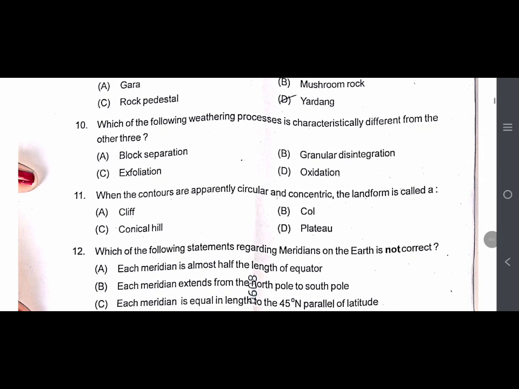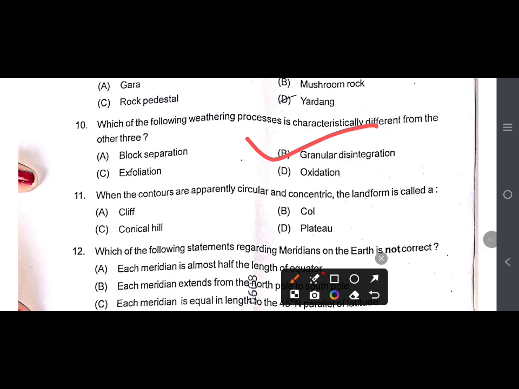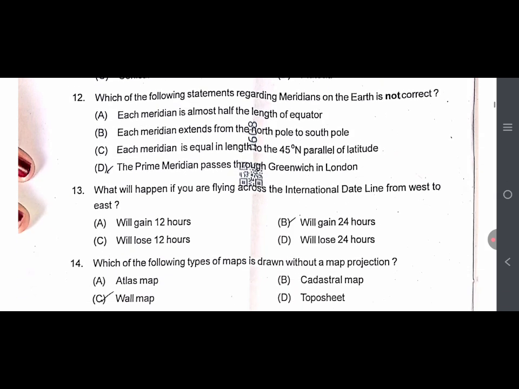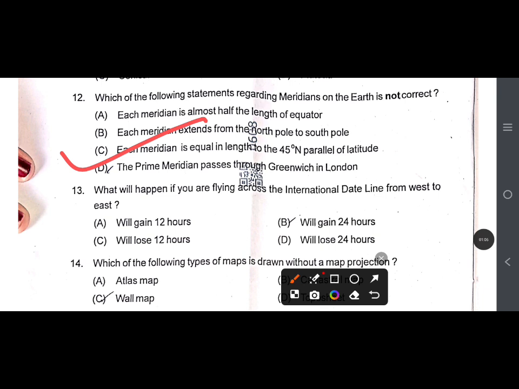10. Which of the following weathering process is characteristically different from the other three? ठीक आंसर टी हबो ऑप्शन बी। 11. When the contours are apparently circular and concentric, the landform is called a? ठीक आंसर टी हबो ऑप्शन ए। Question number 12. Which of the following statement regarding meridians on earth is not correct? ठीक आंसर टी हबो ऑप्शन डी। The prime meridian passes through Greenwich in London.